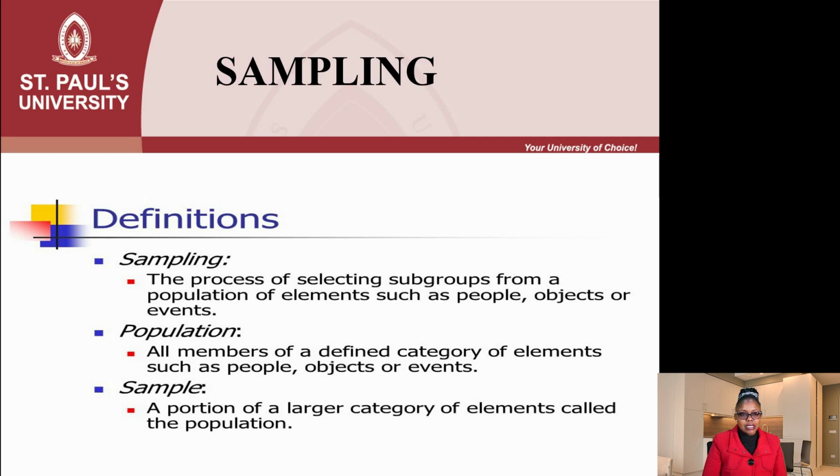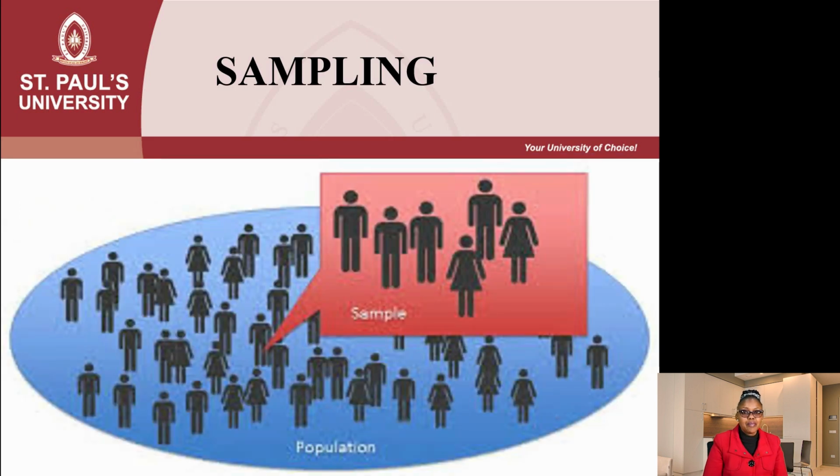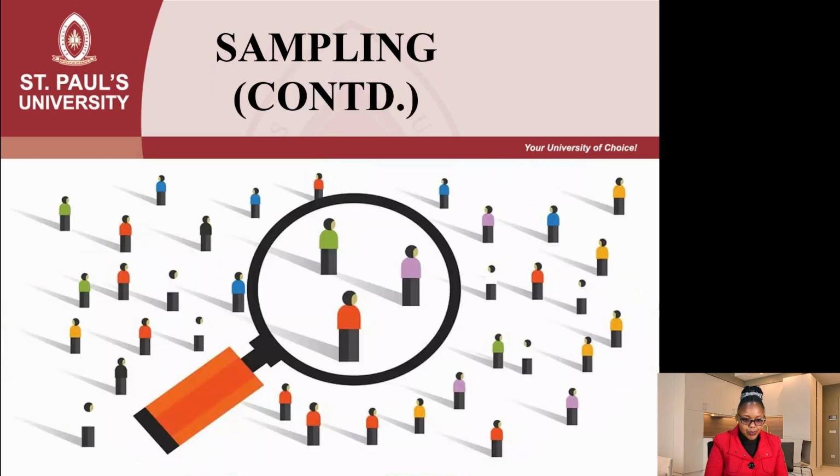And actually, in the process of sampling, you come up with a sample. A sample could be a smaller number, a subgroup of the whole population that is affected by the problem that you're researching on. In the pictorial that you can see there, we are looking at the whole population. And then after that, there is a sample that you choose from the bigger population.